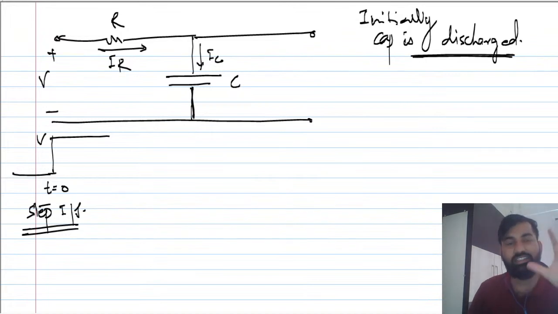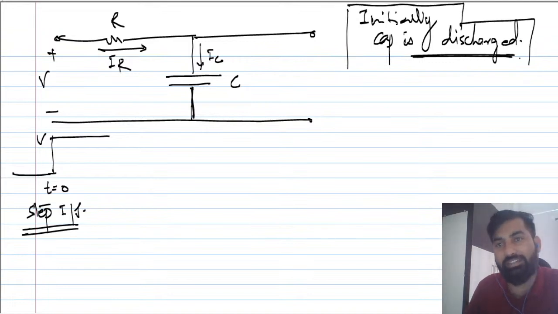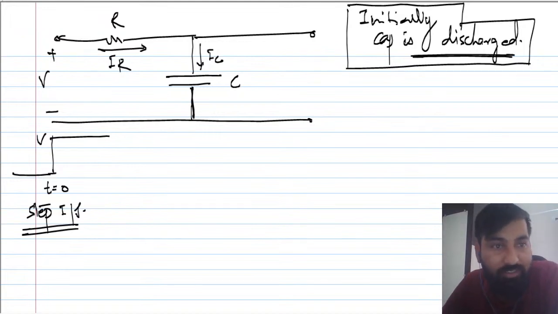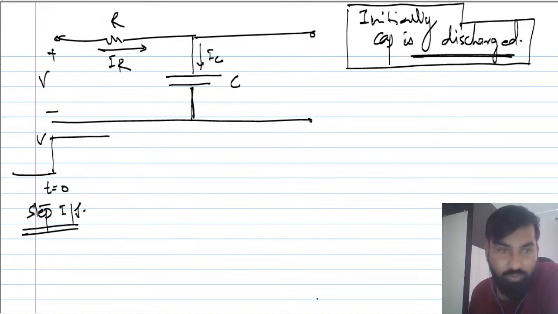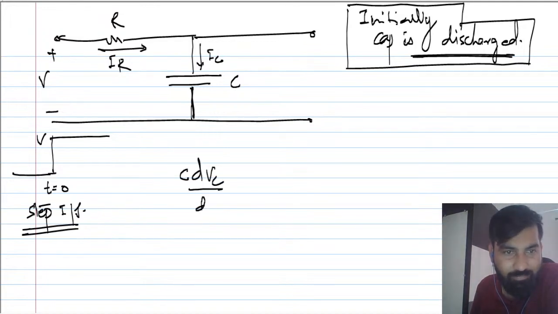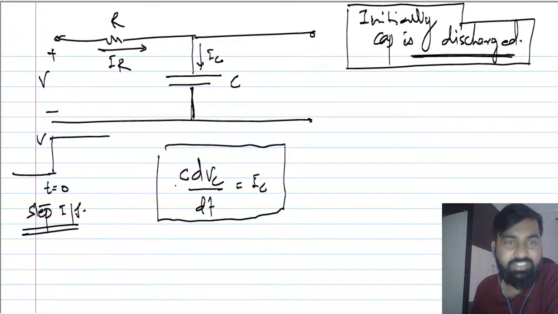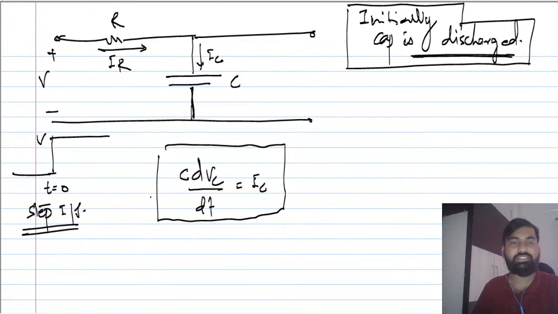So initially your capacitor is not charged, remember. And to charge the capacitor, it will take time also, right? A capacitor cannot charge the moment you apply the input. That you have to make sure you understand. So what is IC basically? You know that C dVC/dt is equal to IC.